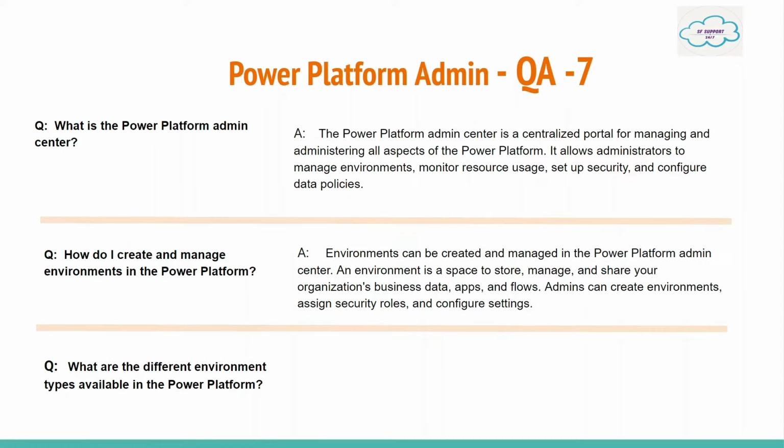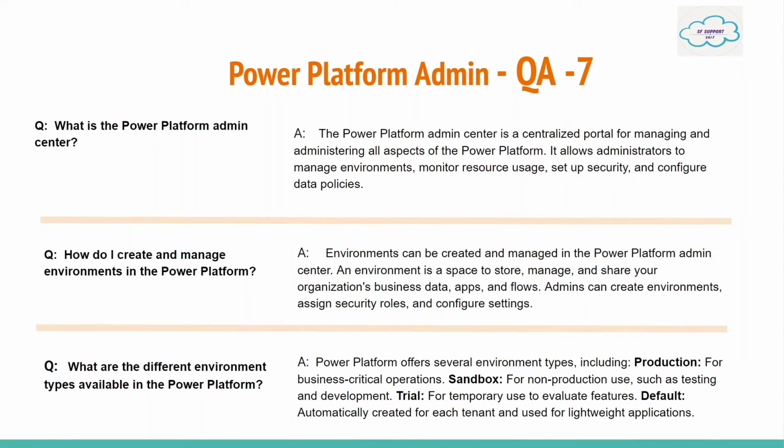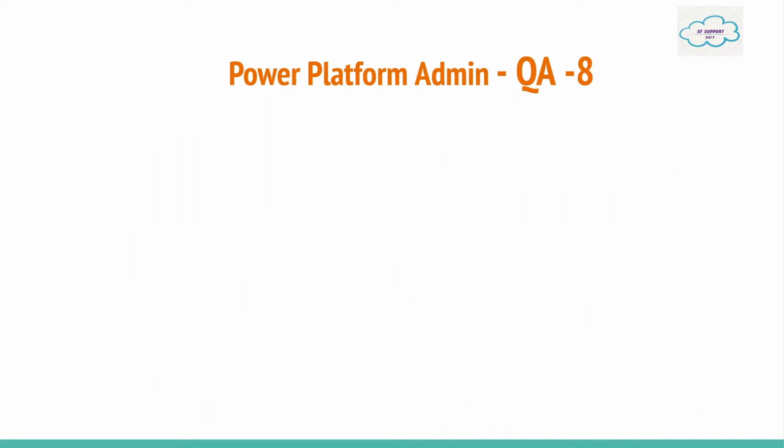Question: what are the different environment types available in Power Platform? Broadly, there are production environment, sandbox environment, trial environment, and default environment. The default environment is automatically created for each tenant and used for lightweight applications, production for business critical applications, sandbox for non-production, and trial for temporary use and evaluating features.